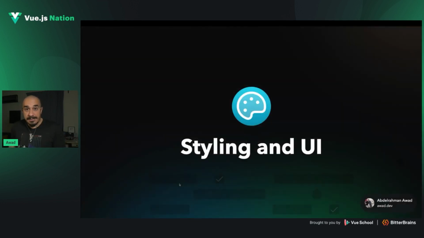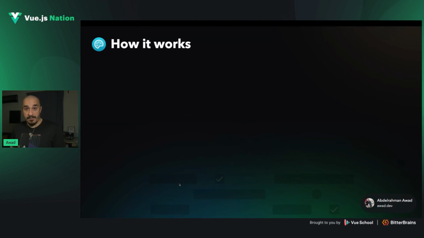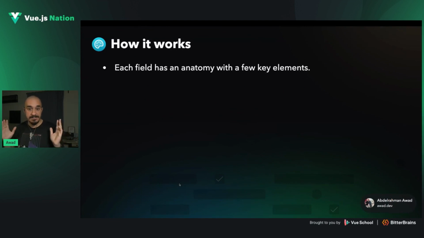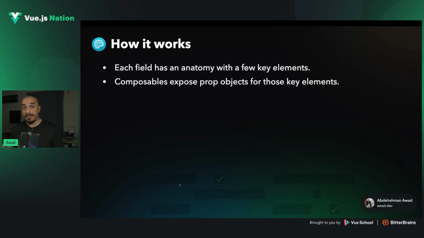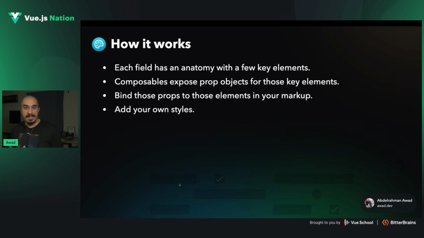So let's talk about styling and UI. How does it work? First, Formwerk has a bunch of fields like text field, slider, select field, checkboxes, and so on. Each one of these fields has an anatomy, and the anatomy basically means it has a few key elements. Composables that you import and use from Formwerk expose prop objects for these key elements. What you will do is bind these props to your elements in your markup, and then just add your own styles. This may sound complicated, but here's how it looks.